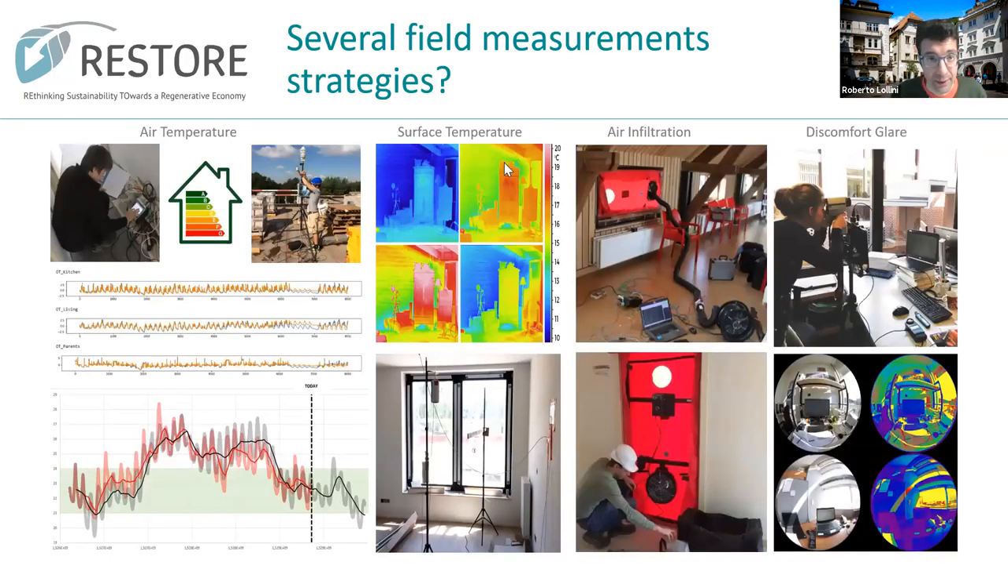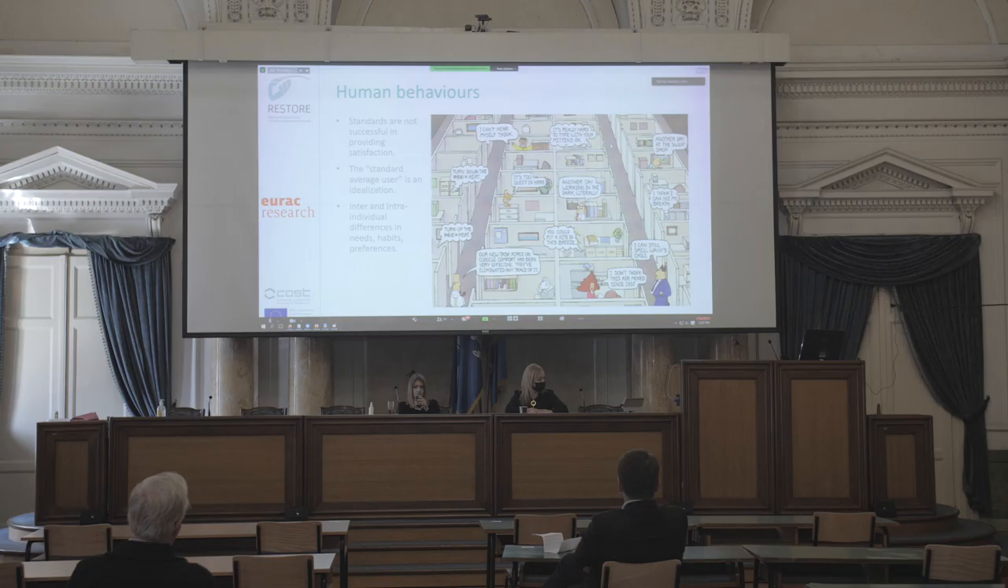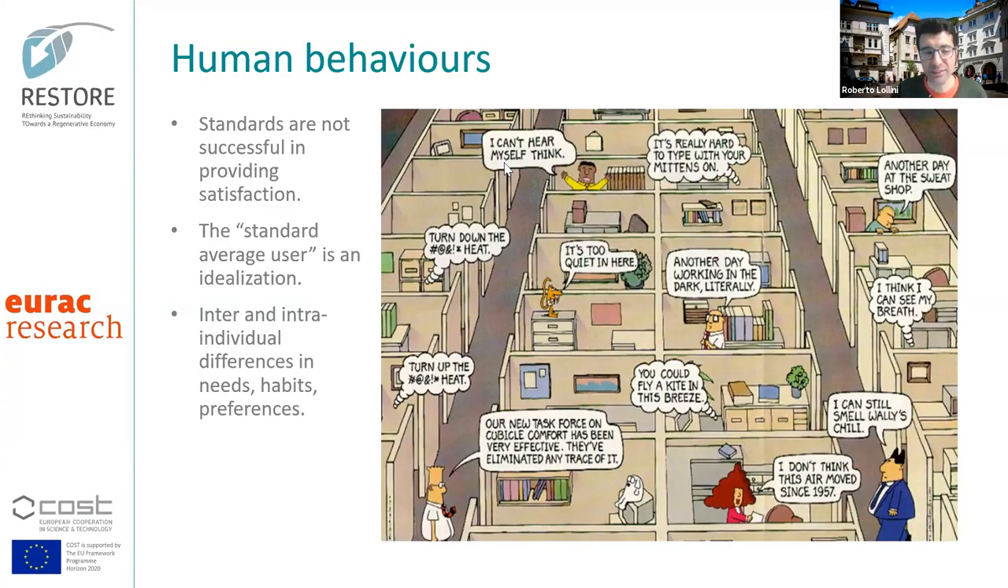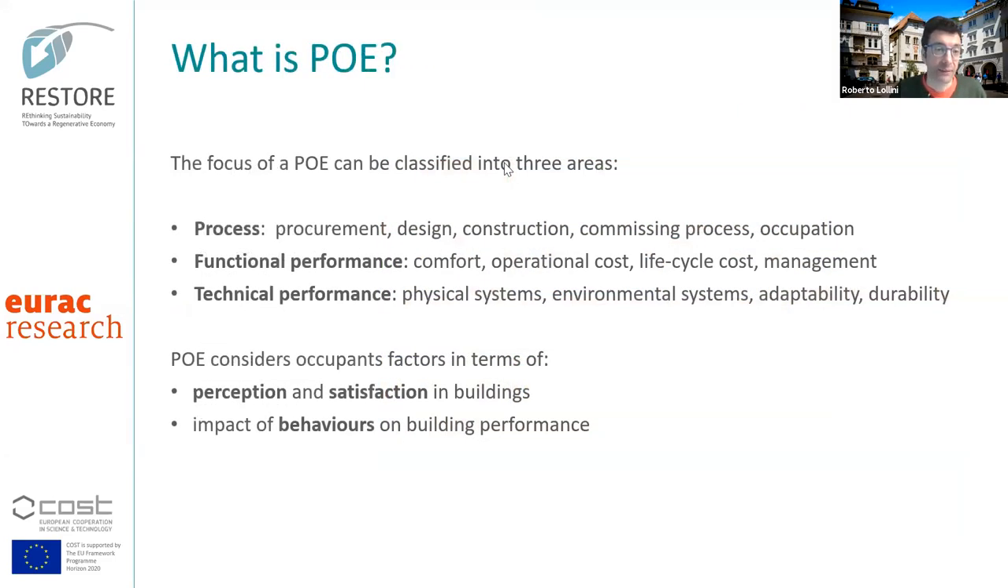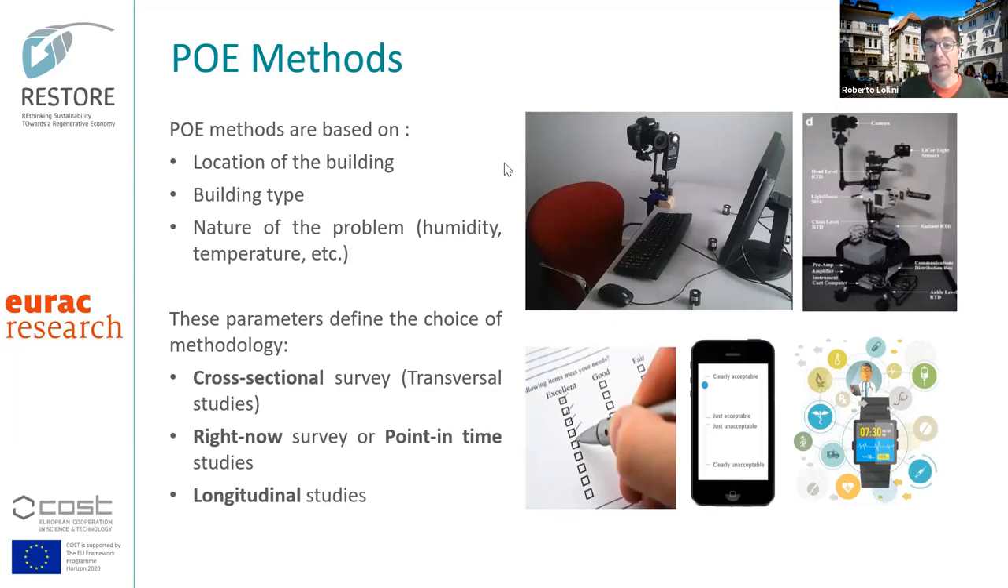And there are a lot of possible instruments and tools you can use, both for continuous evaluation as well as for spot evaluation of specific parameters. I guess you're already familiar with most of the technologies shown in this slide. Related to human behavior, of course, as I said, this is the subjective part. Different kinds of occupants have different perceptions of the indoor environmental quality. And we also try to structure the knowledge in this field and to present in an organized way the possible means and approaches for performing post-occupancy evaluation. Again, you can find details in the final booklet we defined.